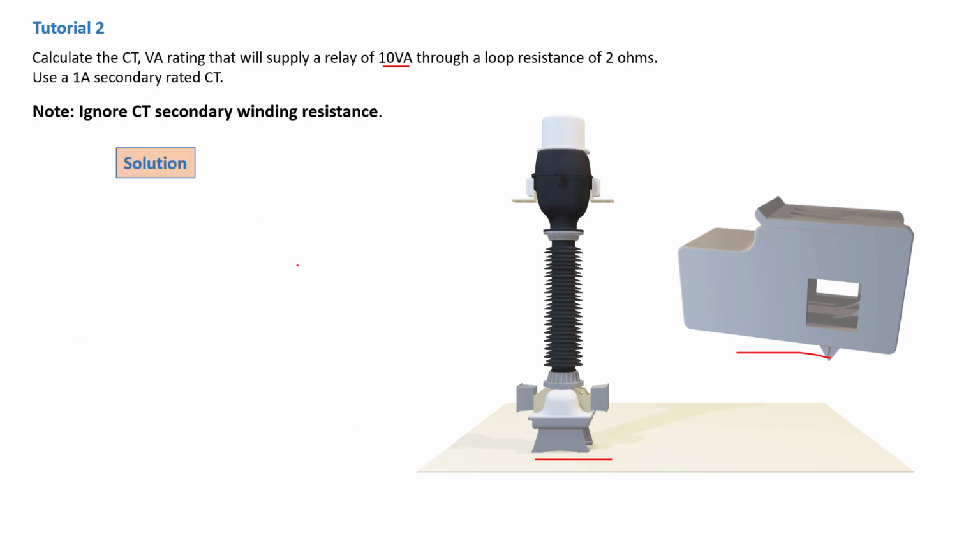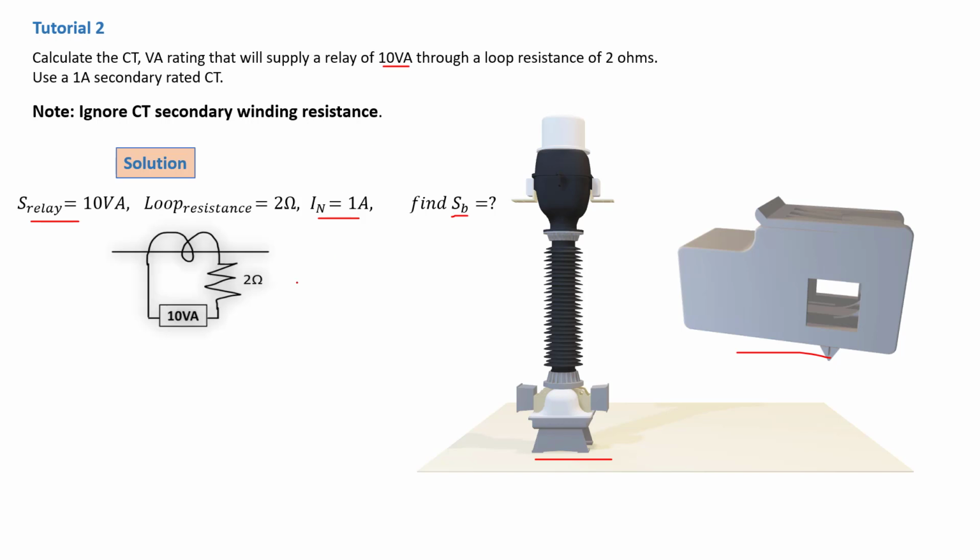The first thing to do in this type of problem is to lay out your circuit, because the circuit is going to tell you what you have and whether you can write some equations using Kirchhoff's voltage or current law. You also need to establish what you have and what you don't have. Here we have the relay, S of the relay, which is 10 VA. We have the loop resistance, which is 2 ohm, so that's the impedance, and our nominal current is 1 amp. So we need to find the S burden, S_B, of our CT.